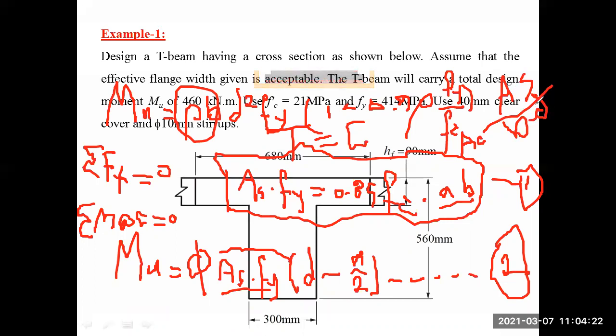To make it look like this. So after simplification, you will end up with an equation that is this.